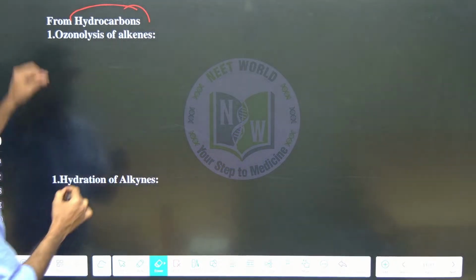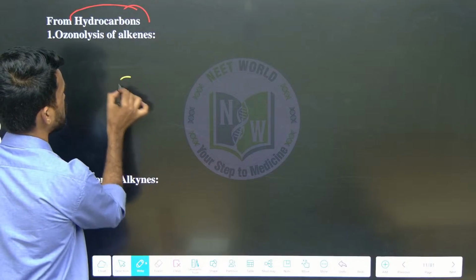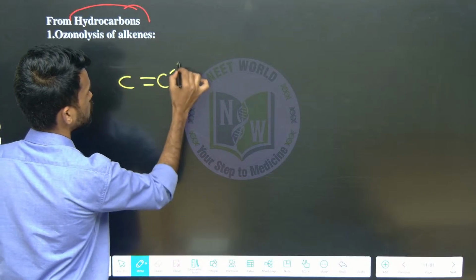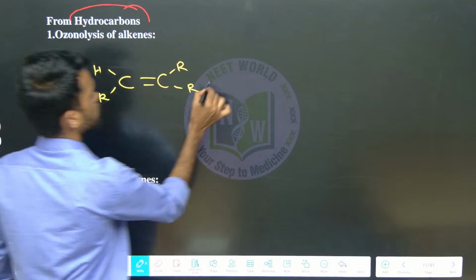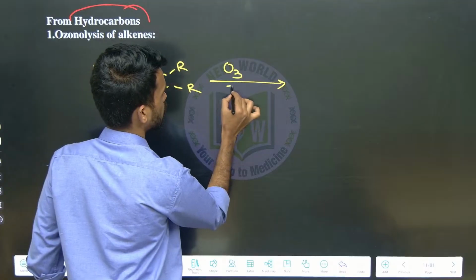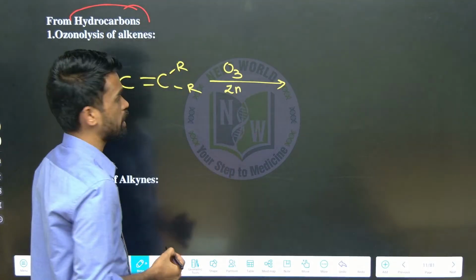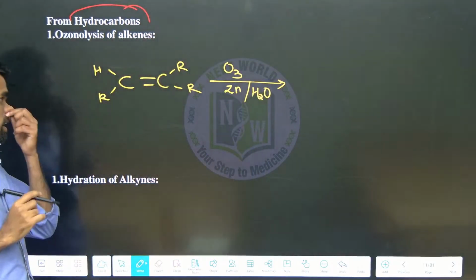Right. So now listen here. What happens whenever you take an alkene like this? Like this, you just add ozone, using zinc as a reducing agent, and again water is to be taken here. That's it.